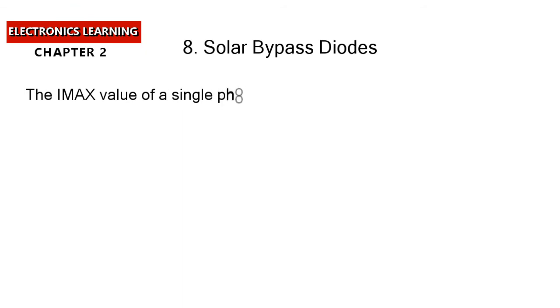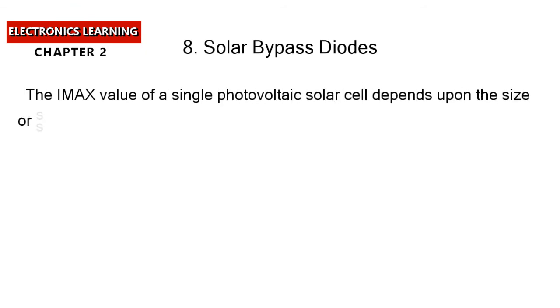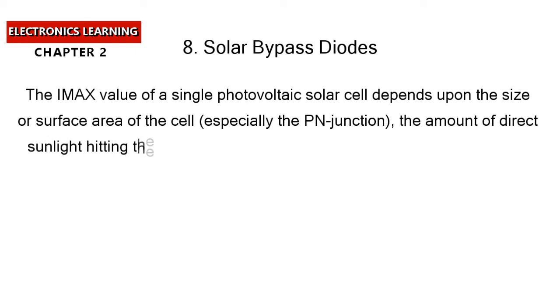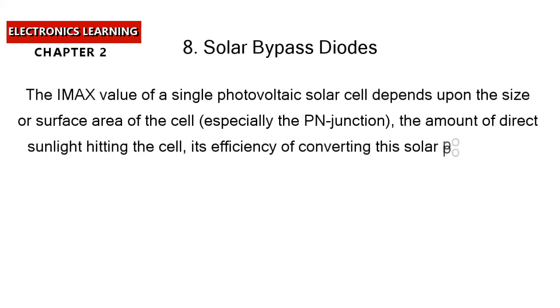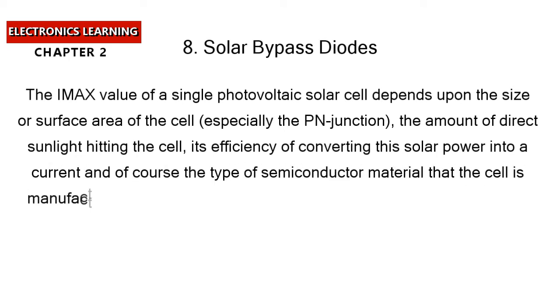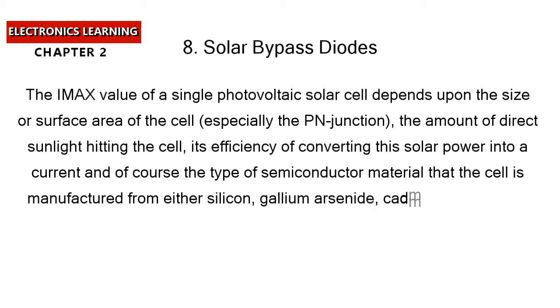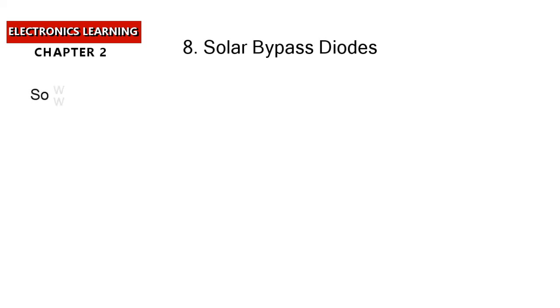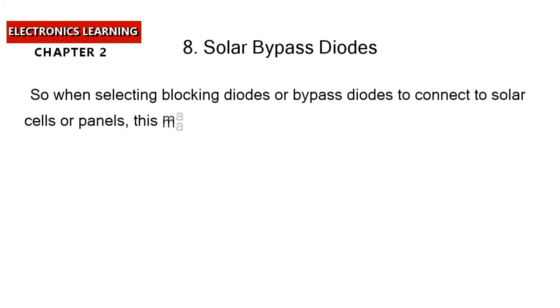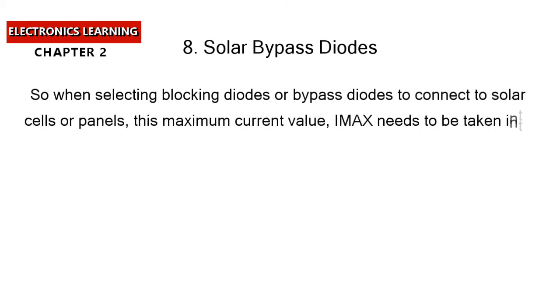The Imax value of a single photovoltaic solar cell depends upon the size or surface area of the cell, especially the p-n junction, the amount of direct sunlight hitting the cell, its efficiency of converting this solar power into a current, and of course the type of semiconductor material that the cell is manufactured from, either silicon, gallium arsenide, cadmium sulfide or cadmium telluride, etc. So when selecting blocking diodes or bypass diodes to connect to solar cells or panels, this maximum current value, Imax, needs to be taken into account.